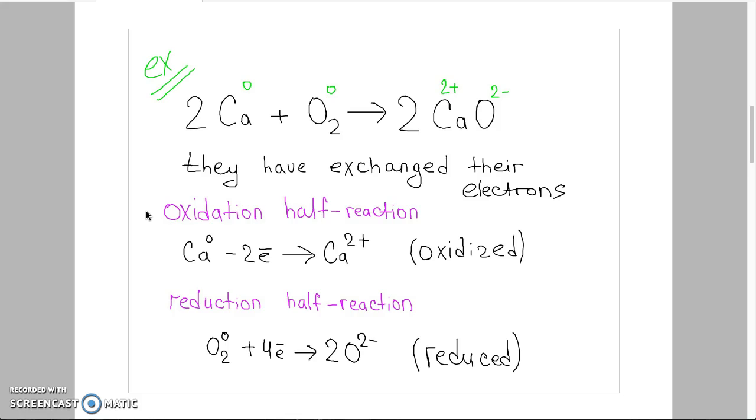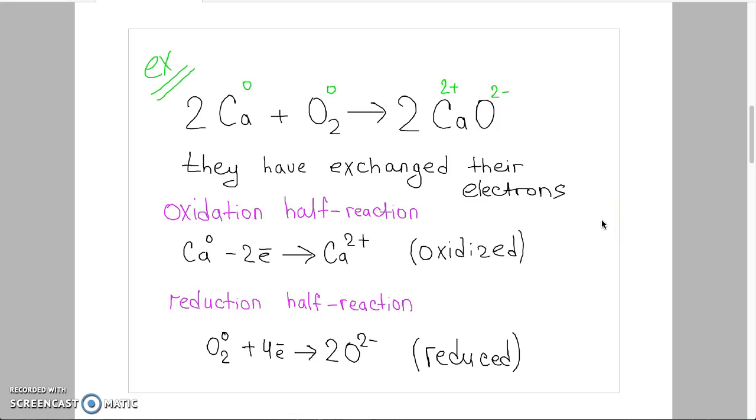Let's consider the reaction between calcium and oxygen, and I think you will understand it more. We have calcium and oxygen, they have reacted, and after the reaction in the product we have calcium oxide. Before the reaction, calcium's charge was 0, and the charge of oxygen also was 0. But after the reaction we can see that the charge or oxidation number of calcium is +2 and the oxidation number of oxygen is -2. And we can say that they have exchanged their electrons.